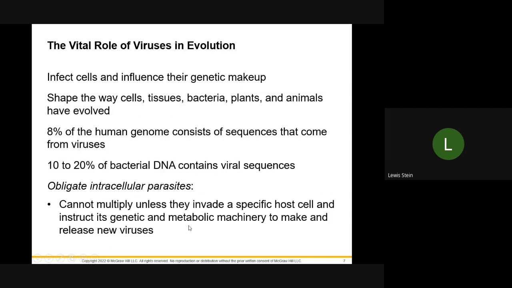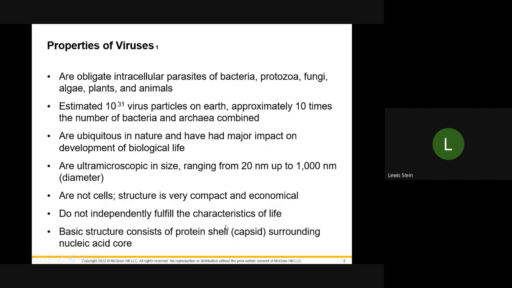But I digress. Okay, instructs the genetic and metabolic machinery to make and release new viruses. Look, I'm feeling old. My son was 40 on Sunday, my oldest, and none of you are 40. You sure? My daughter will be 37 in 2 weeks.